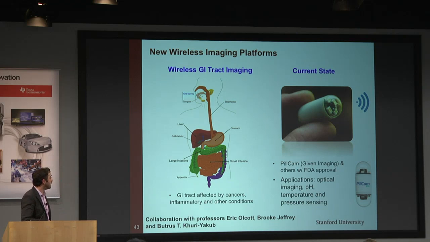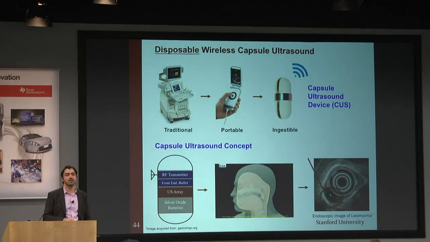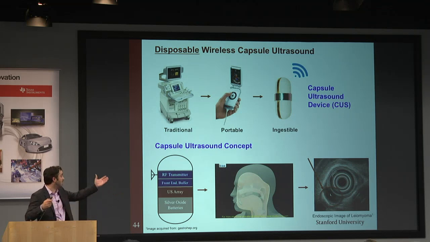So we started looking at this problem from a slightly different perspective, in collaboration with Professor Kuryakov, who is looking at all the ultrasonic devices, CMUTs, arrays and flexible arrays. We're also working with two professors in Stanford radiology, Eric Olcott and Brooke Jeffrey. The idea is that ultrasonic systems are already going from large devices to smaller form factors with the help of more advanced electronics, things this community designs, probably a lot of TI chips in these modules. We asked the crazy question: can you go one step further and put it on a pill?